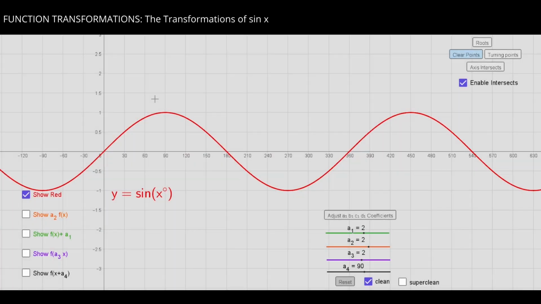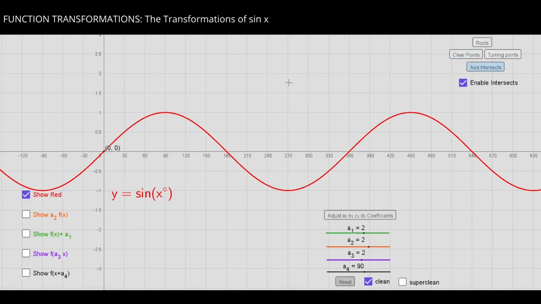This tutorial is about the transformation of curves, and I'm going to be using this really useful program called GeoGebra. It's free and it's easily downloadable from their website. But before we start, let me re-familiarize you with sin x before we start mucking it around.